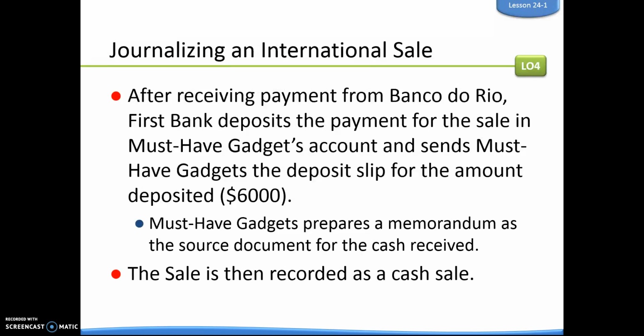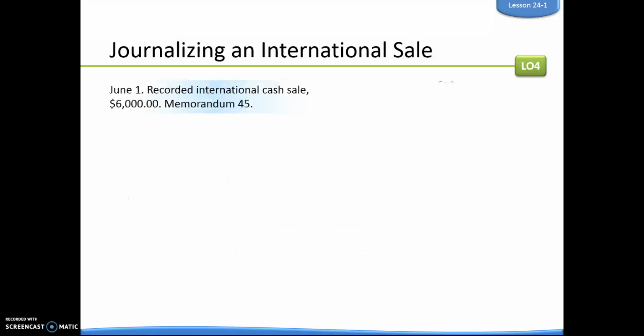So when it comes to actually journalizing that international sale, after receiving the payment from Banco do Rio, First Bank deposits that payment for the sale into Must Have Gadget's account. It then sends Must Have Gadget the deposit slip for that amount, remember the $6,000. And since there wasn't actually a receipt, they didn't receive a check, anything like that, what happens is Must Have Gadget prepares a memorandum, because remember, we have to have a source document. And after that, the sale is actually just recorded as a cash sale, which would go in our cash receipts journal, looking just like this.